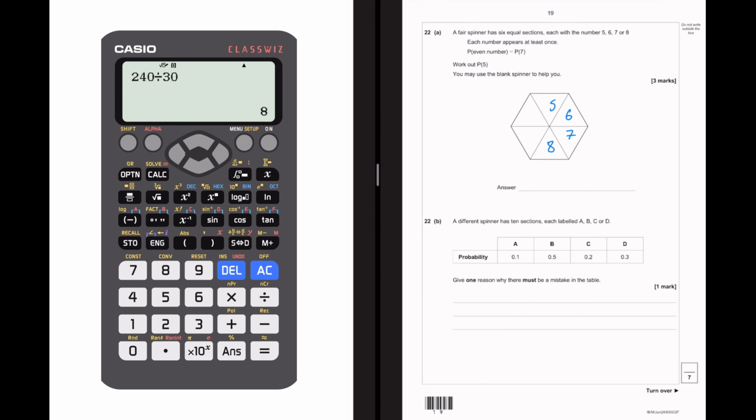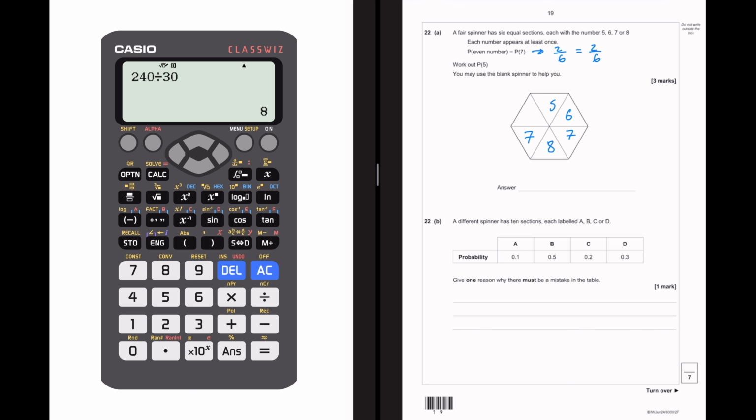Now currently there are 2 even numbers, so we'd need 2 7s to make this statement true. The probability of an even number would be 2 out of a possible 6, and this would equal the probability of a 7, which would equal 2 out of 6 as well.